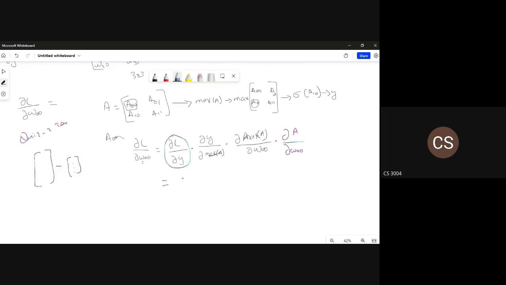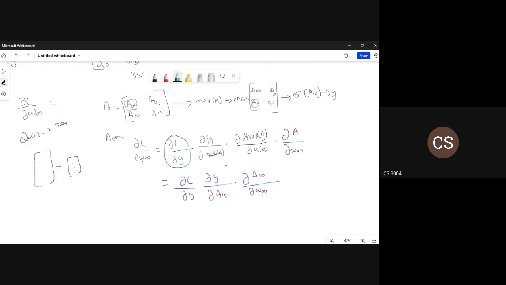Okay, let me rewrite this expression: dou L by dou Y, then dou Y by dou A10, since max of A is A10. And then how does A10 change with respect to, do you understand? What should I do? How does A10 change with respect to what? Dou W00. Here you can write dou W00.